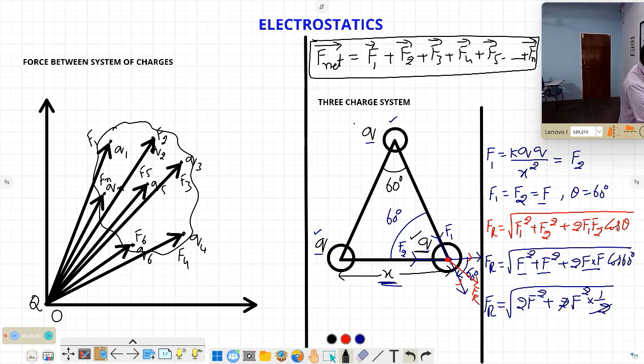The 2 gets cancelled. How much are you going to get? Fr is equal to nothing but 2F square plus a single F square, that is 3F square, root of 3F square. Root of 3F square I can write as root 3 F.